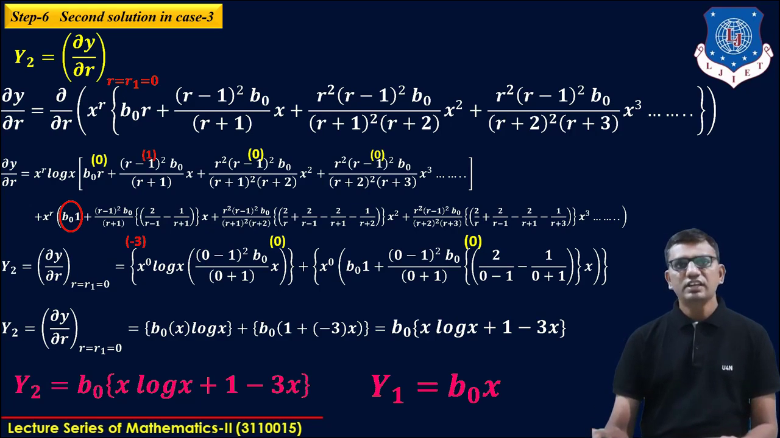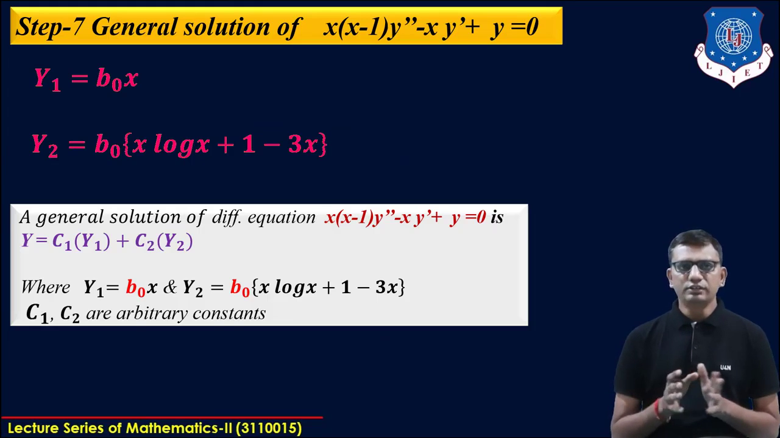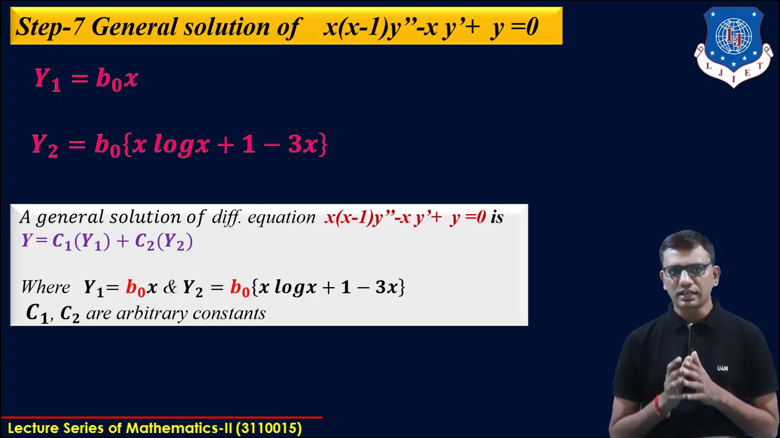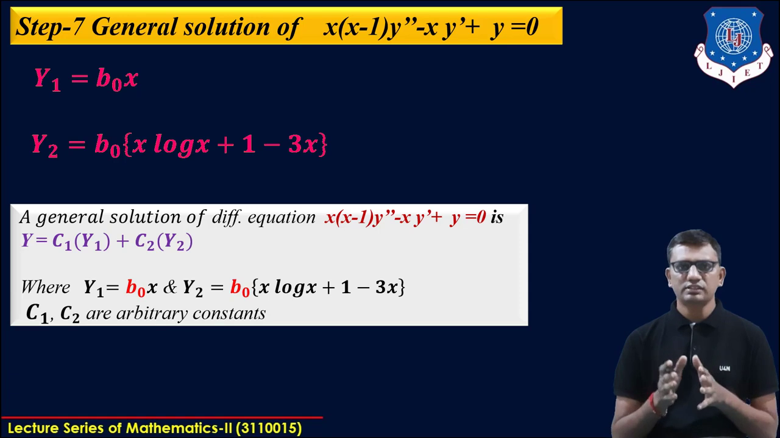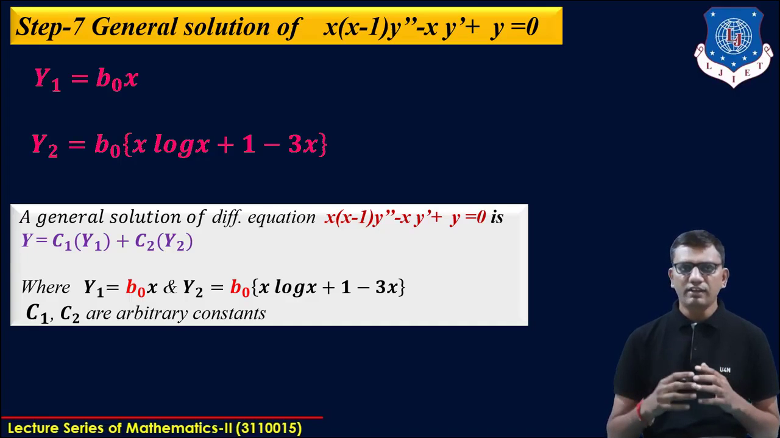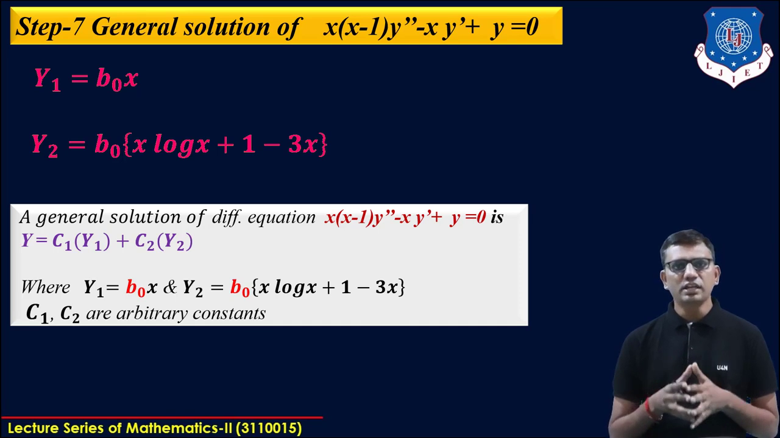So finally we have y1 equal to b0 x and y2 equal to x log x plus 1 minus 3x. So our general solution of the differential equation x into (x minus 1) y double dash minus xy dash plus y equal to 0 is c1y1 plus c2y2, where y1 is b0x and y2 is b0 into x log x plus 1 minus 3x. Here c1 and c2 are arbitrary constants.